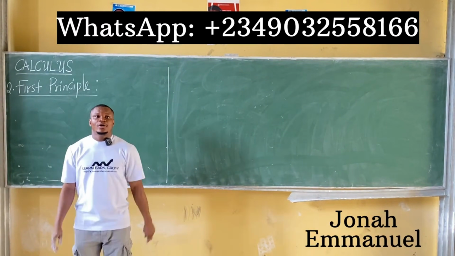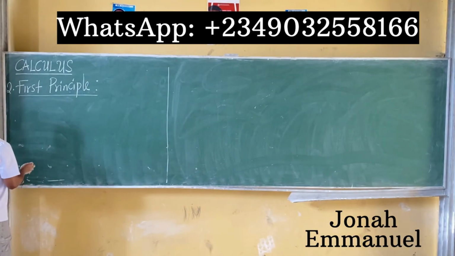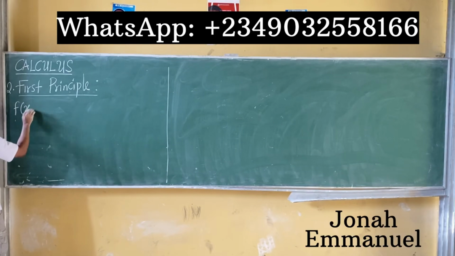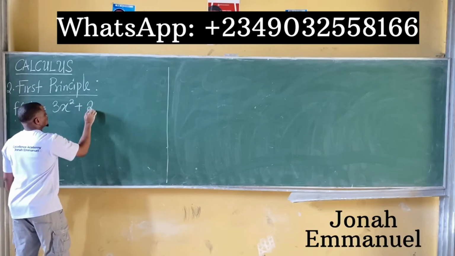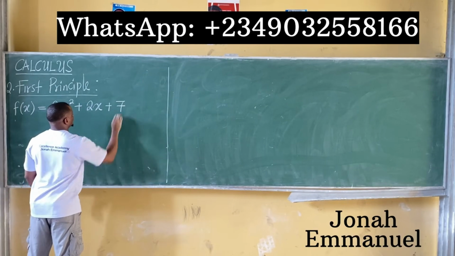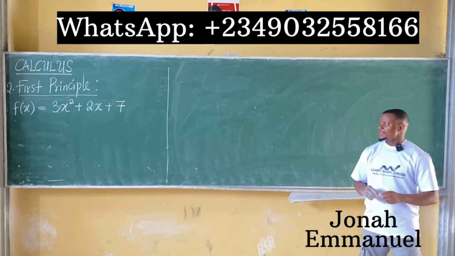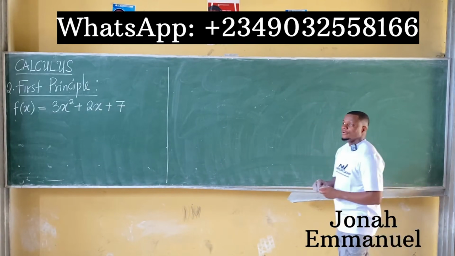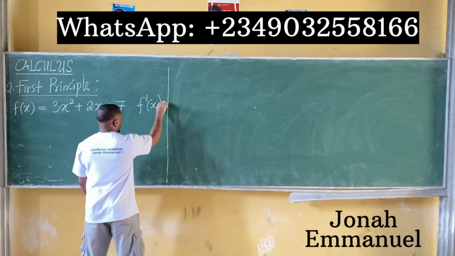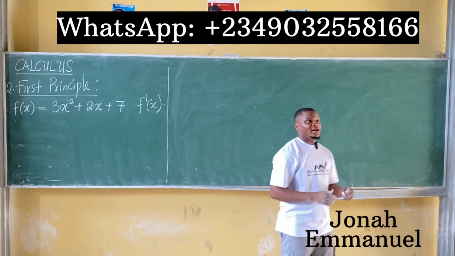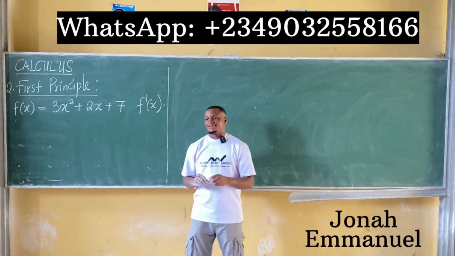All right, let's do example 2. Let's do example 2 on first principle, please. Take down, please. Given that f of x is equal to 3x squared plus 2x plus 7, find f prime of x.